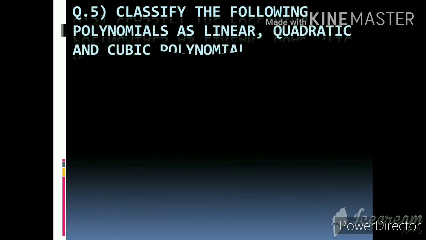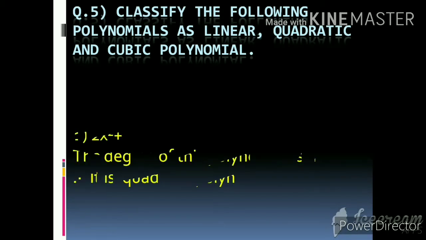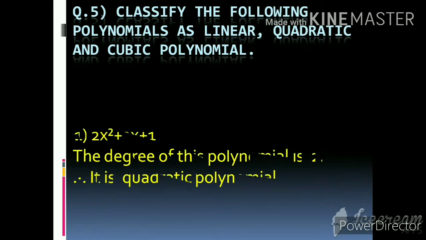Now, question number 5. Classify the following polynomials as linear, quadratic and cubic polynomial. In this question children, we have to recognize whether the given polynomial is a linear, quadratic or cubic polynomial. Question number 1. 2x square plus 3x plus 1. Here children, the degree of the variable is 2. So, it is a quadratic polynomial.